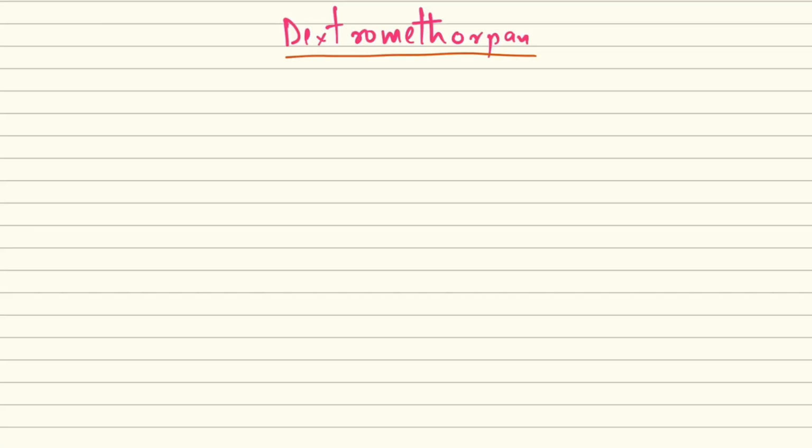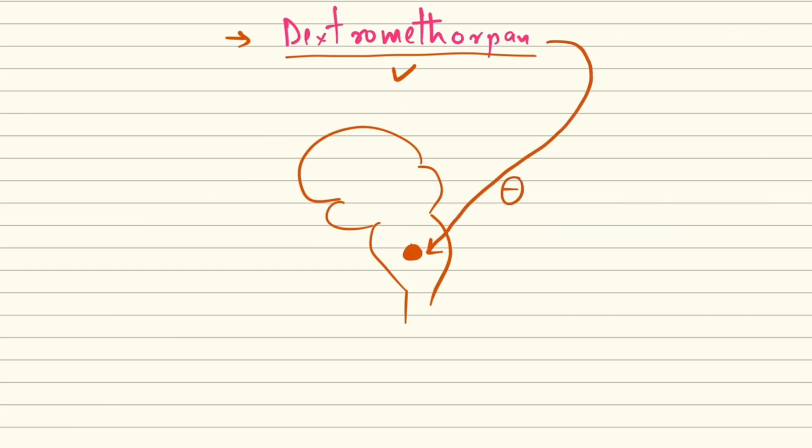We are discussing the non-opioids. We have already discussed noscapine, and now we will discuss dextromethorphan, which is an antitussive. As we know, antitussives act on the brain in the central nervous system, and in the medulla oblongata we have the cough center. Dextromethorphan blocks the cough center, so the cough reflex is not initiated, and the patient gets relief from the cough. It is especially given for dry cough.